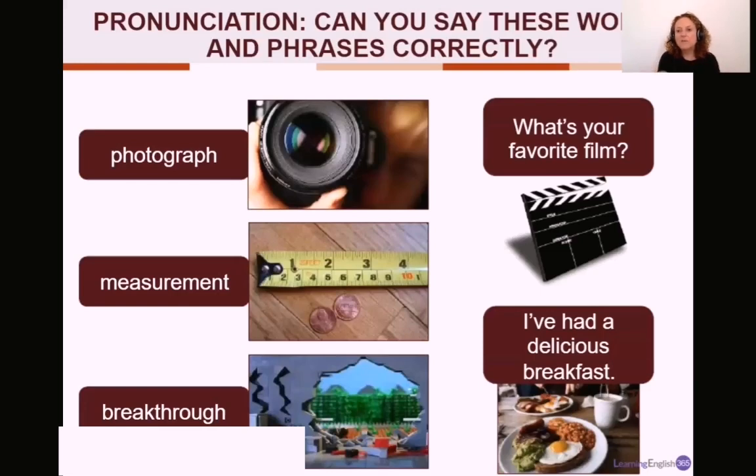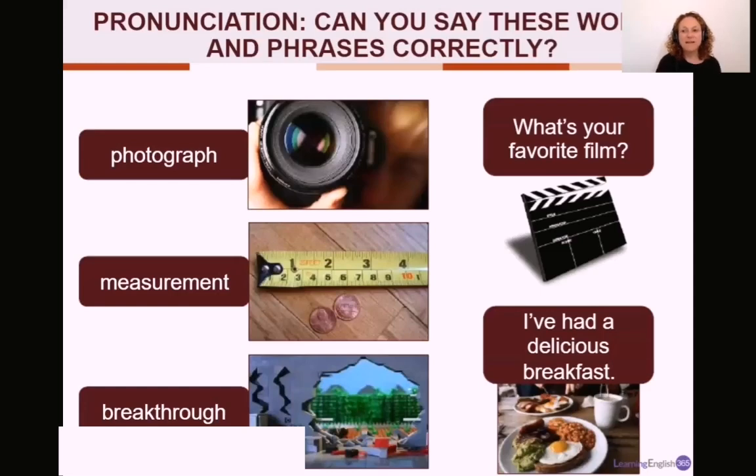Yeah? So we've got on screen, I've had a delicious breakfast. If I emphasize I've had a delicious breakfast. The emphasis there is on I've. So I, no one else in the room, I'm the one who had the delicious breakfast.